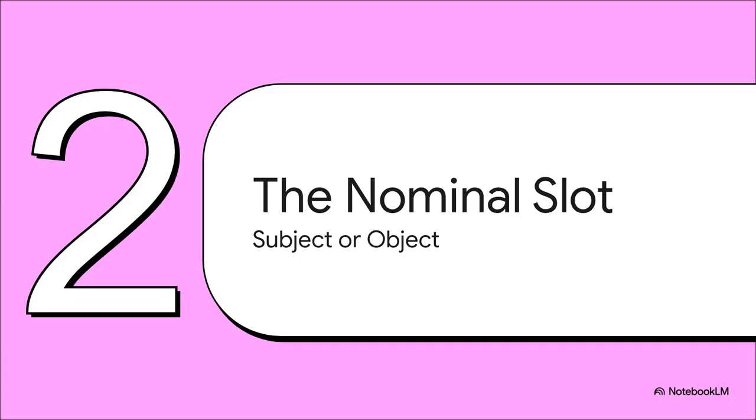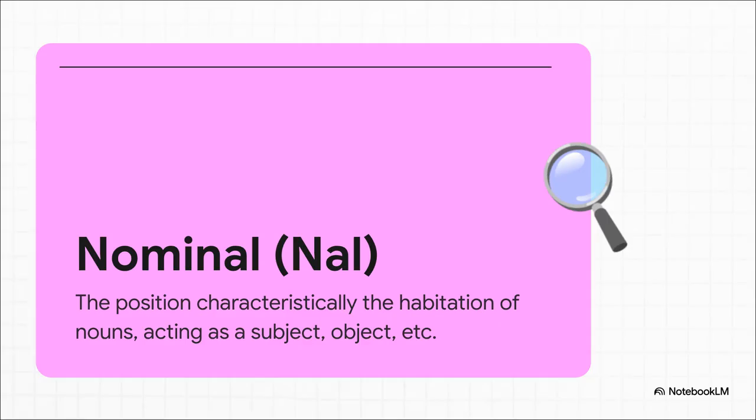Okay, first up, let's dive into the most important one, the nominal slot. This is the star of the show, really. It's the position in a sentence that does all the heavy lifting, acting as the main character, the subject or the object. So, the formal definition says the nominal position is characteristically the habitation of nouns. I just love that phrasing. A habitation of nouns. It's perfect. Think of it like a parking spot that's reserved for nouns. It's where you expect to see the subject of your sentence.